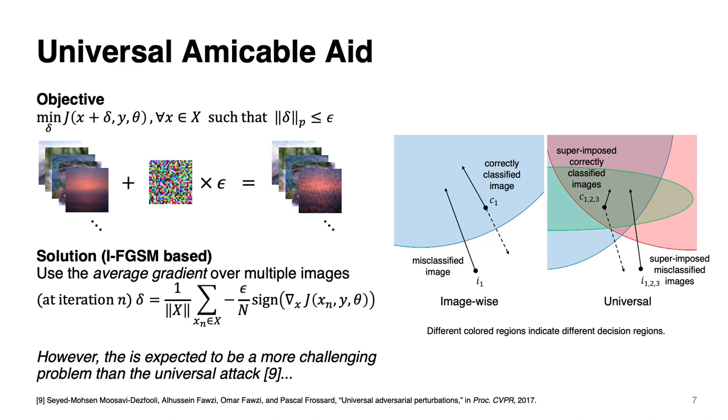In universal attacks and universal aids, multiple images are moved in the same direction and by the same amount through the obtained universal perturbation. One way to visualize this concept more simply is to imagine superimposed images, as illustrated in this figure. For universal aids, as the number of images or classes grows, it becomes increasingly challenging to keep or move the superimposed images within the intersection of decision regions, while the valid region for a universal attack is much broader than that of a universal aid.